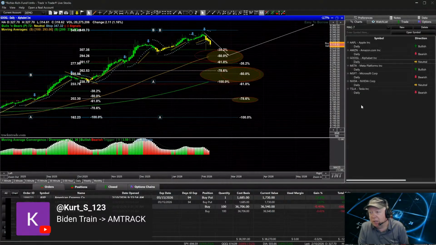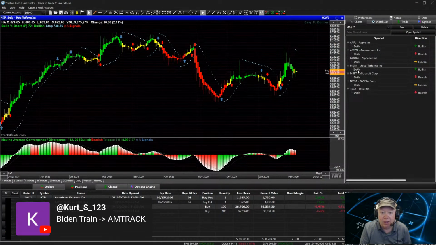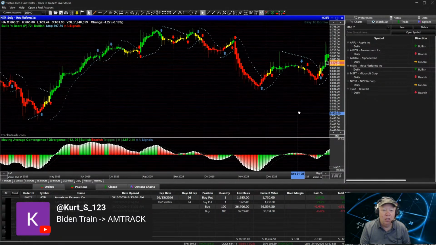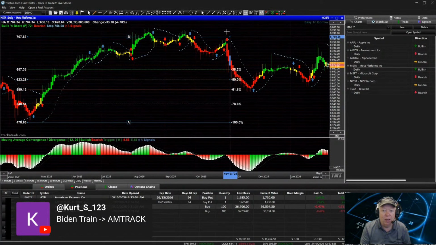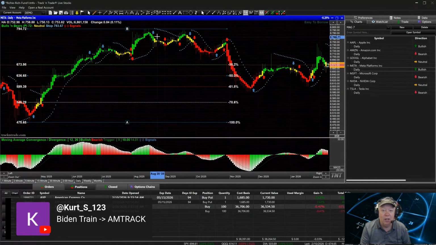Okay, so let's come in here. Let's go to Meta real quick. Oh my gosh, look at Meta. Just like a train on rails. This little model, just like we showed you, came right up here. 1, 2, 3. A little topping formation, lower highs, down it came, right down to 61.8.